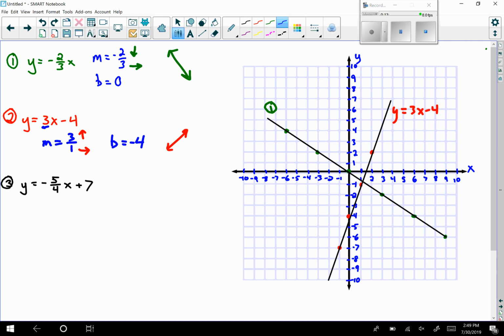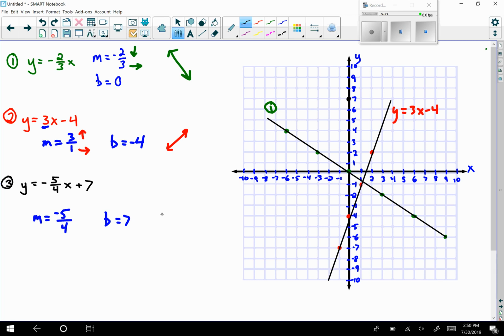Here in example 3, y is equal to -5/4 x plus 7. Our slope is a -5/4. Notice I'm going to put the negative up top. I just think it's always easier if we do that. And then our b, our y-intercept, is at 7. So I'm going to go up, again, begin with b. I'm going to go up to +7 on our y-axis. So I'm right up here.